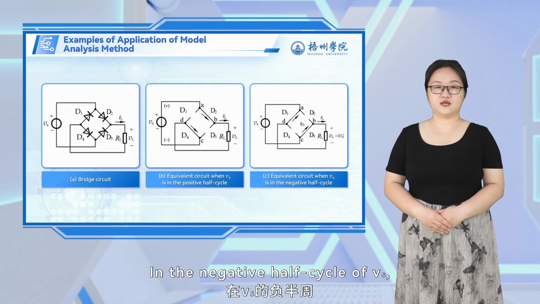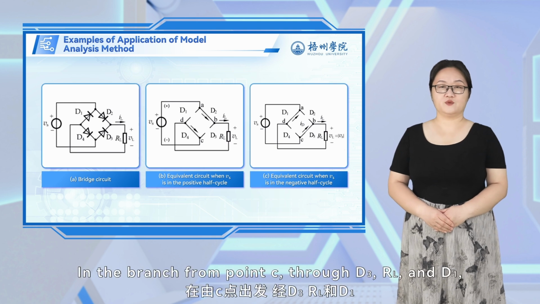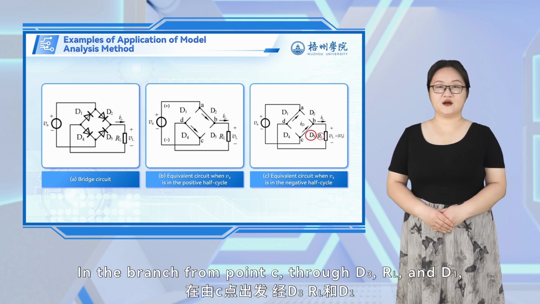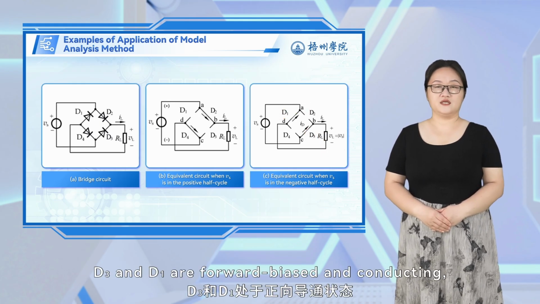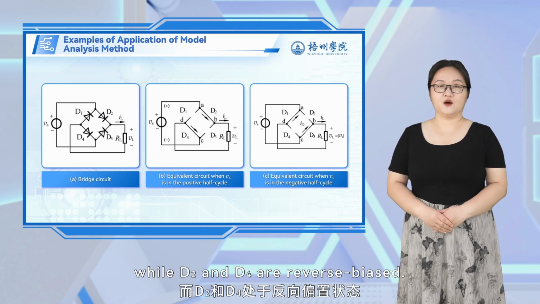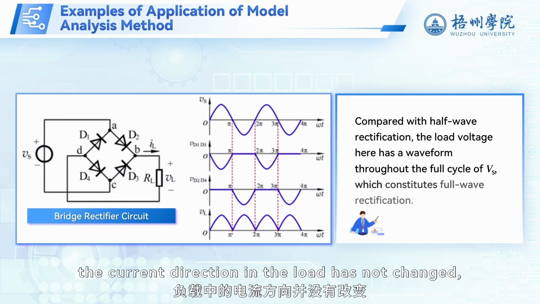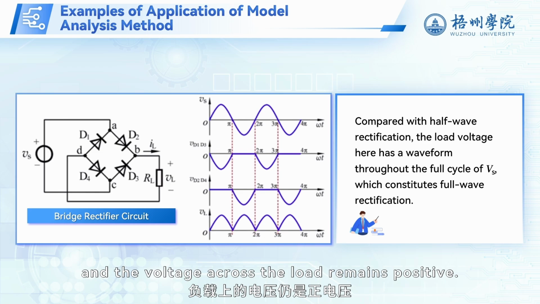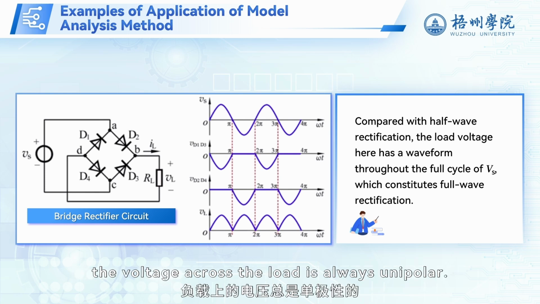In the negative half cycle of Vs, point A has a lower potential than point C. In the branch from point C through D3, RL and D1, to point A, D3 and D1 are forward biased and conducting with 0 forward voltage drop, while D2 and D4 are reverse biased. The circuit can be equivalently represented as in diagram C. At this time, the current direction in the load has not changed, and the voltage across the load remains positive. Whether Vs is in the positive or negative half cycle, the voltage across the load is always unipolar.